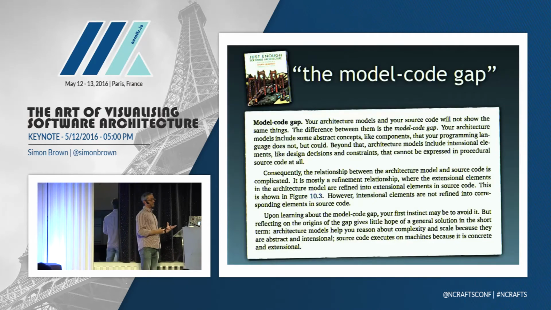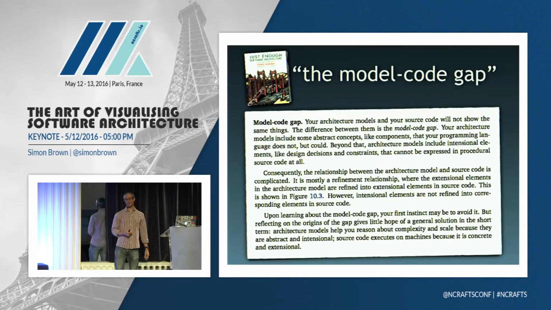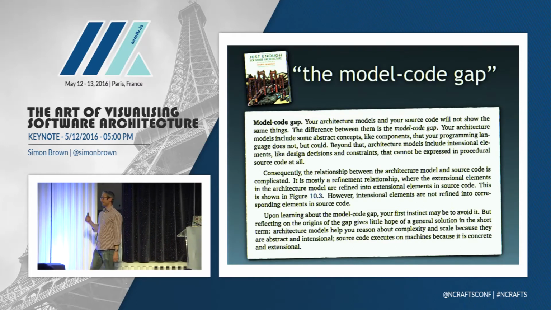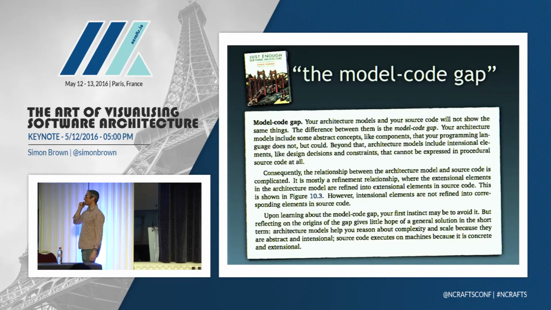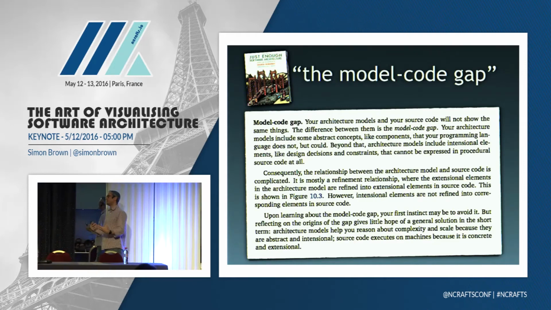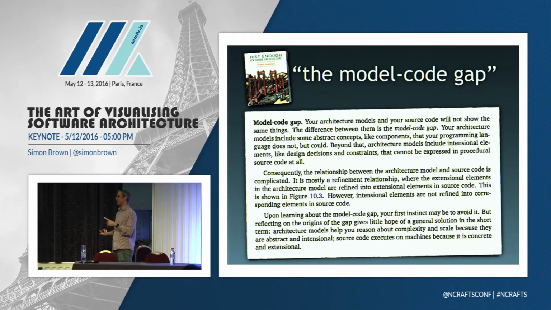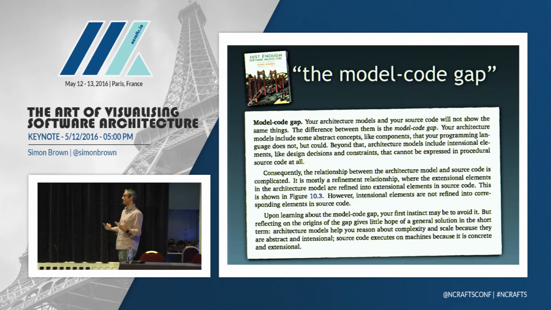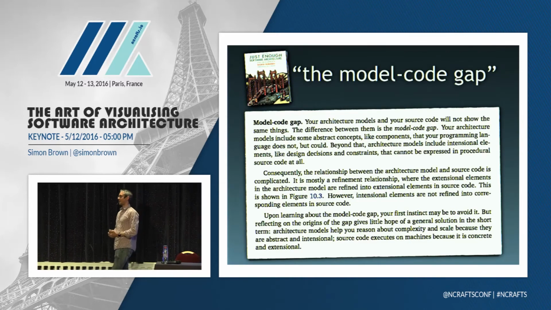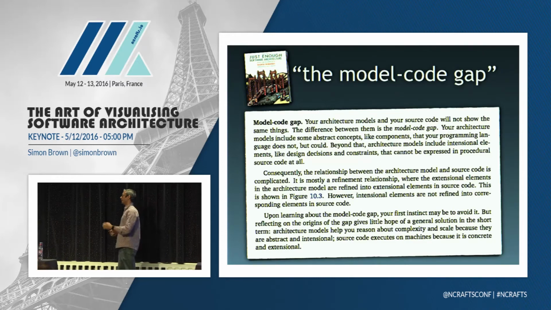What this leads to a lot of the times is what George Fairbanks in his book, Just Enough Software Architecture, calls the model code gap. Essentially, when we have an architecture discussion, we might use terms like module, component, service, layer, subsystem. Good architectural sounding terms. The code does not contain these terms.